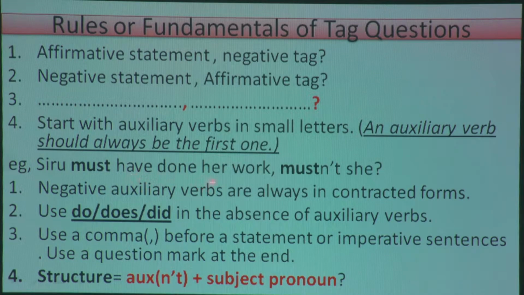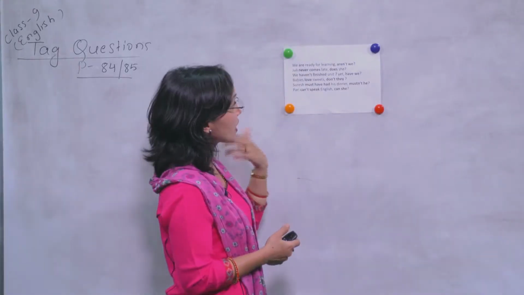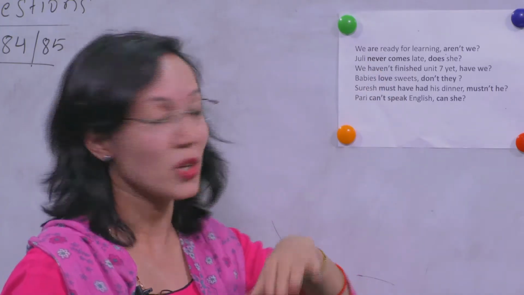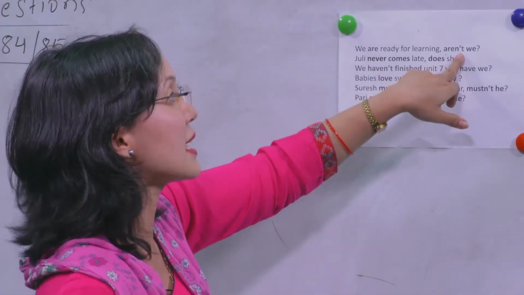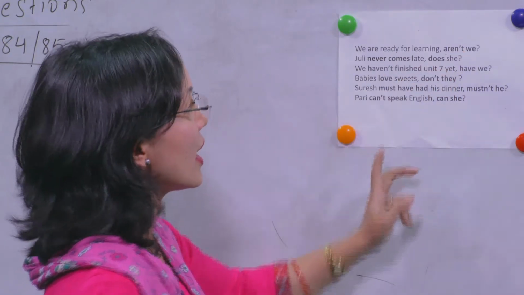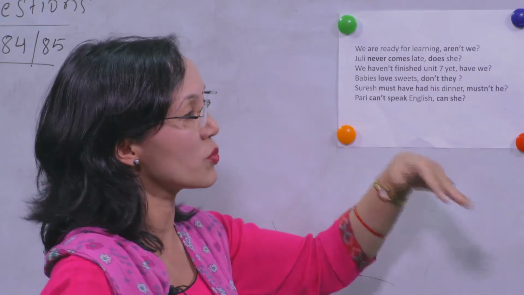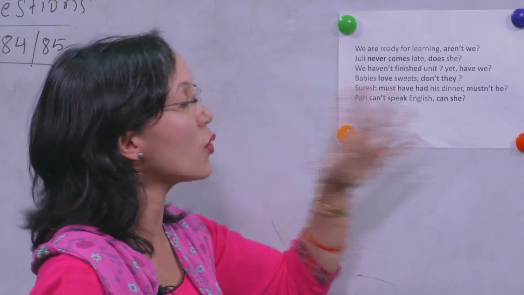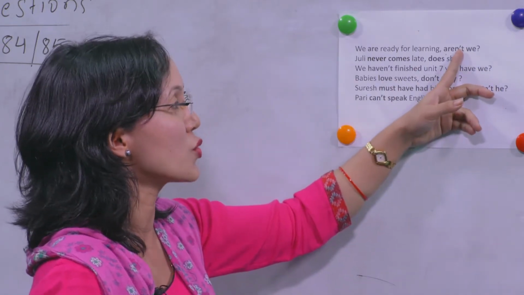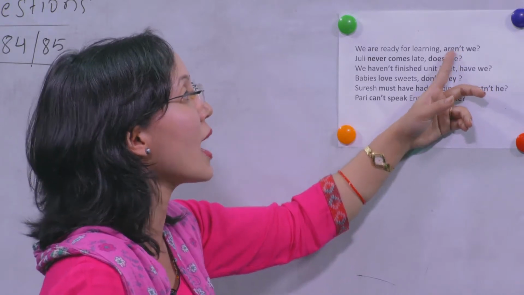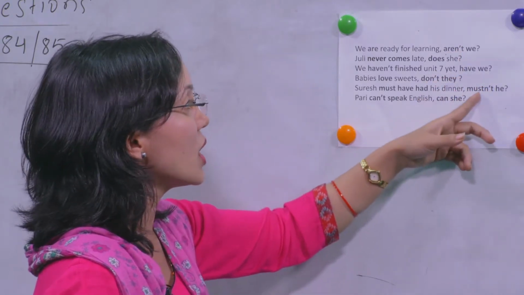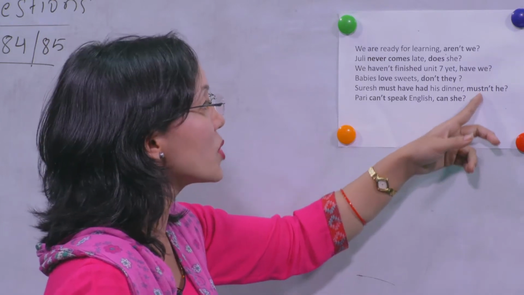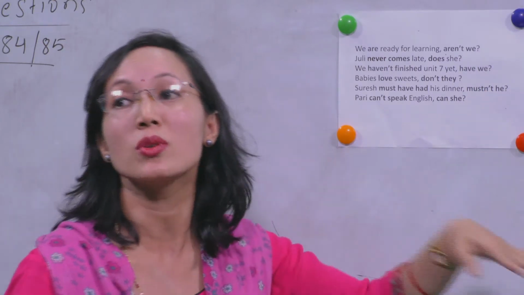So Siru must have done her work, mustn't she? Negative auxiliaries are always in contracted forms. Now one more thing is that we have to contract, or let's say use the short form of, negative words there. So don't, not A, R, E, N, O, T. We don't write them in full form. We need to contract them. We need to make a certain form of them, the short form. Aren't we? Don't they? Mustn't he? Not M, U, S, T, N, O, T. We don't write them in full words.